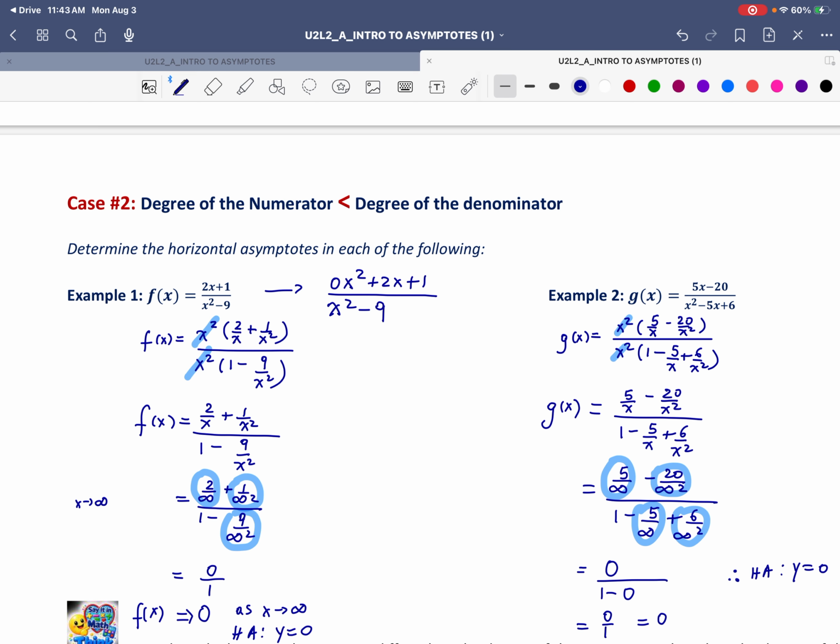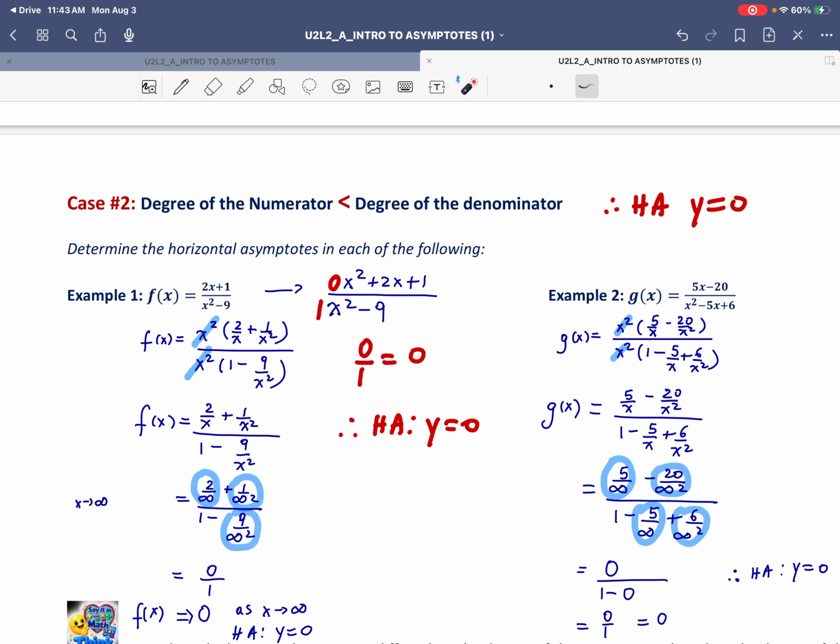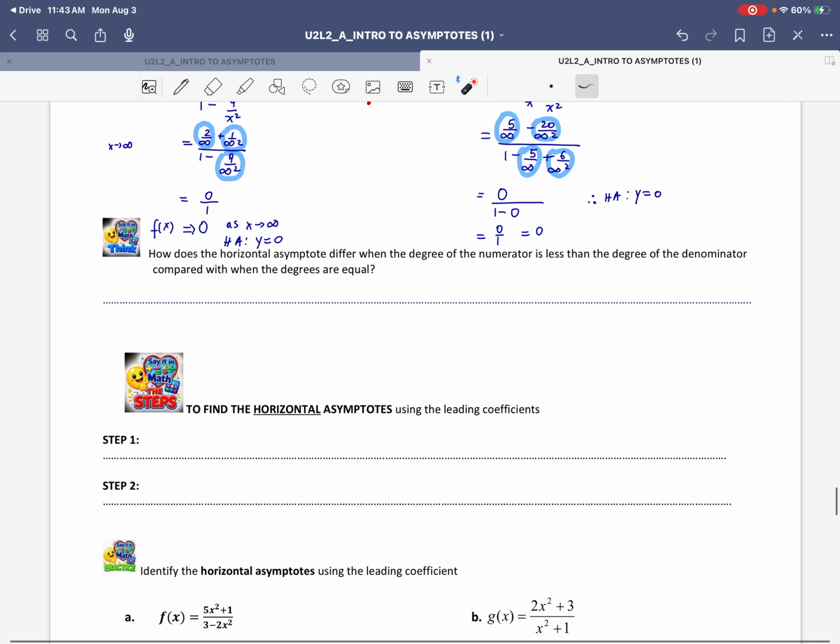Now you can see that the leading coefficients of variables of the same power are 0 over 1. So the leading coefficient ratio 0 over 1 is 0, therefore the horizontal asymptote will be at y equals 0. So that is a more solid way of remembering one rule for horizontal asymptotes and applying it everywhere. You can either memorize that when the degree of the numerator is less than the denominator's, the horizontal asymptote is at y equals 0, but this is a nice way of understanding why and how that happens. So how do we find the horizontal asymptotes?